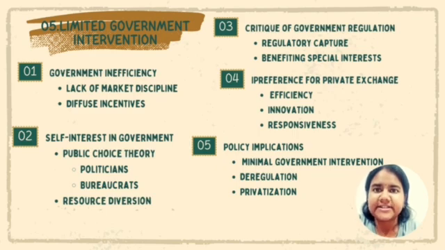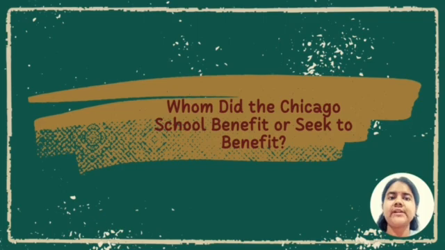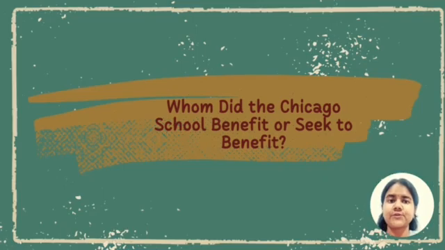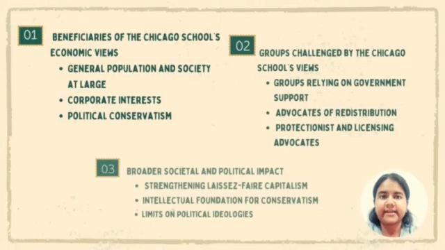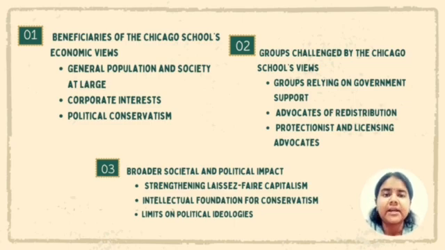Privatization is where transferring services or industries like utilities and transportation from public to private ownership often improves efficiency and performance. Next, we will look into whom the Chicago School benefited or sought to benefit. The school of economics has had a broad and multi-phased influence, benefiting different groups in various ways while challenging others.